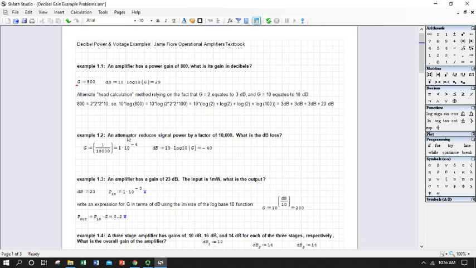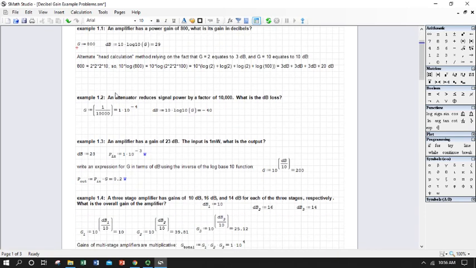Okay, next example. We're given an attenuator, which is basically an amplifier working backwards. It reduces signal, and we're told that it reduces signal power by a factor of 10,000. How do we express this as a dB loss? So we can use some exponents.